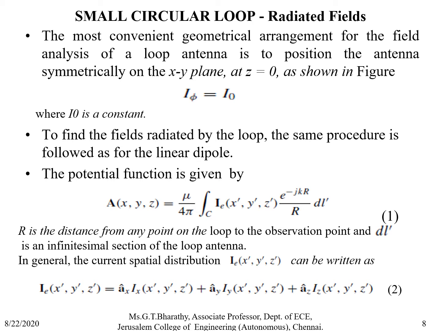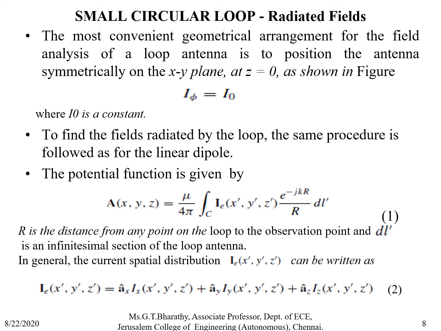So first we start with the electric vector potential function, which is capital A, which will be a function of x, y and z. We know the formula already, which is equal to mu by 4 pi integral over c of I e (x dash, y dash, z dash) e power minus j kr by r dl dash. In the above expression, capital R is the distance from any point on the loop to the observation point, and dl dash is an infinitesimal section of the loop antenna that we are considering.